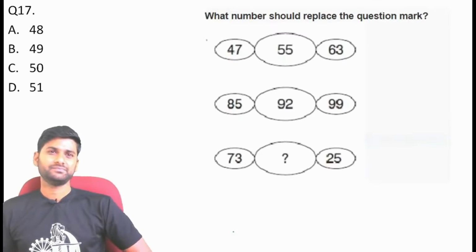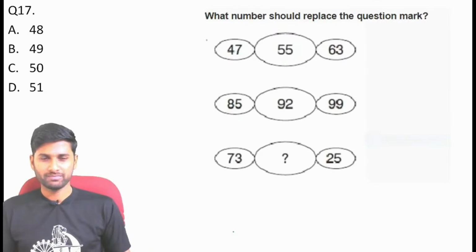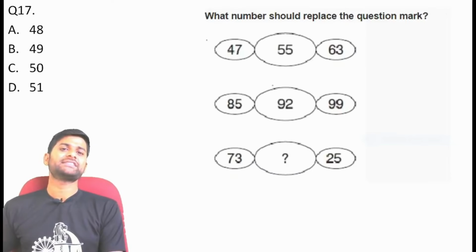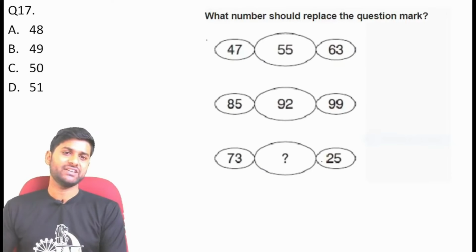Next one. Again we have one more oval type of question. Next one. See 47, 55, 63, 85, 92, 99, 73 dash 25.